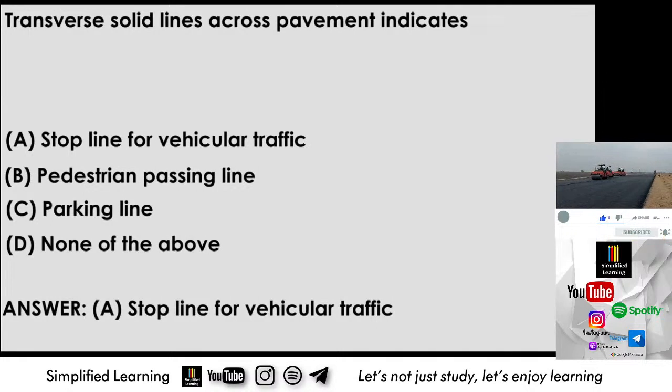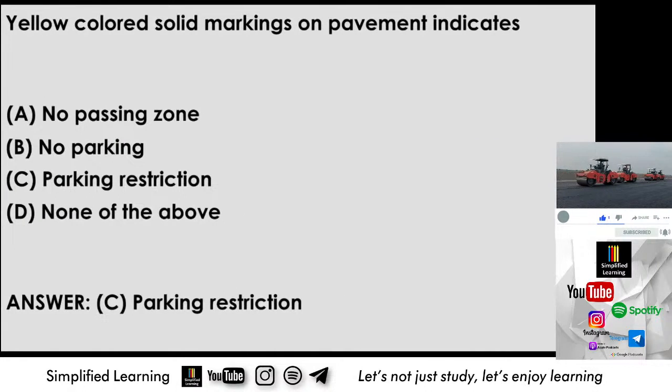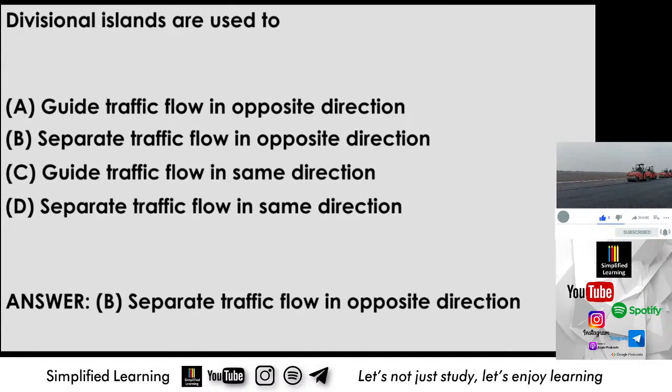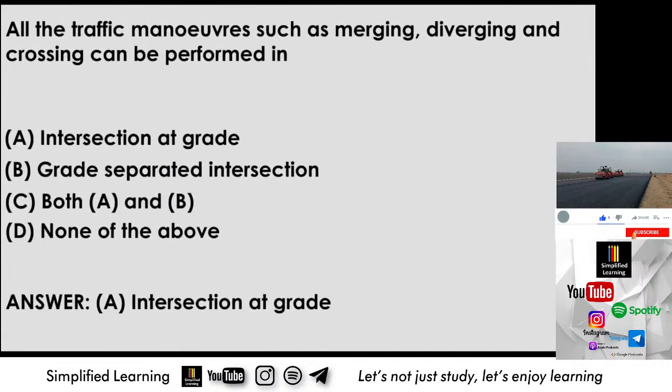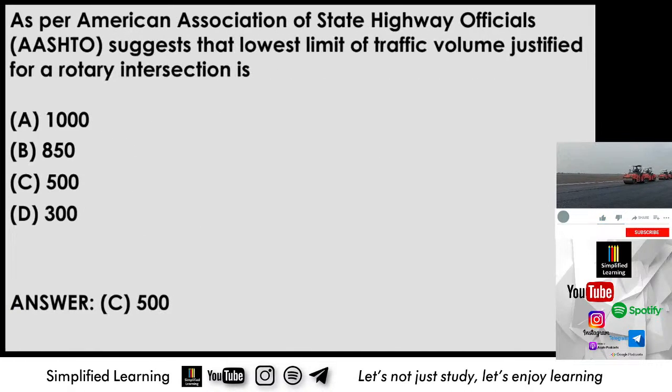Transverse solid lines across pavement indicate stop line for vehicular traffic. Yellow colored solid marking on a pavement indicates parking restriction. Divisional islands are used to separate traffic flow in opposite directions. Select the incorrect statement with respect to channelizing island. Regarding channelizing island, it is incorrect that they act as traffic control device but cannot be used to change the direction of traffic. All the traffic maneuvers such as merging, diverging and crossing can be performed in intersection at grade.